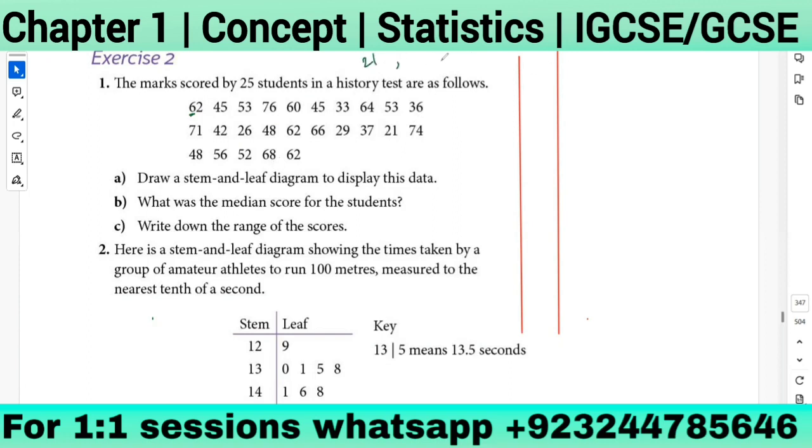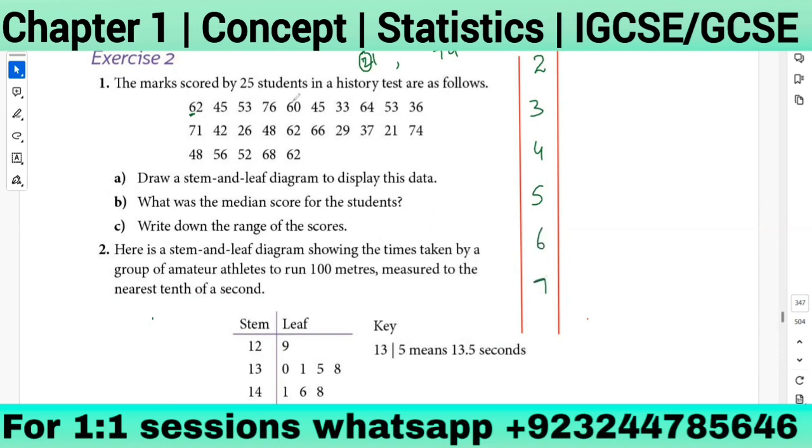What is the maximum number? It's 71, I guess. 74. 74. So the least is 21, and 76 is also there. Okay, the least is 21, so you can start with 2. So you can write 2 here, 3, 4, 5, 6, 7.